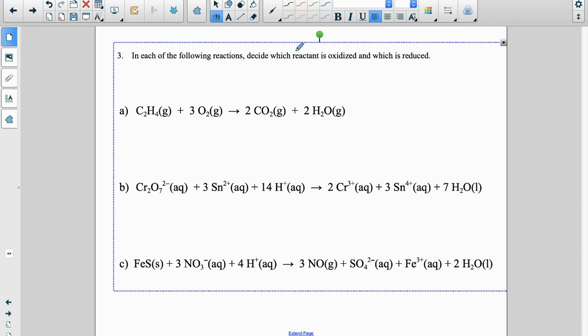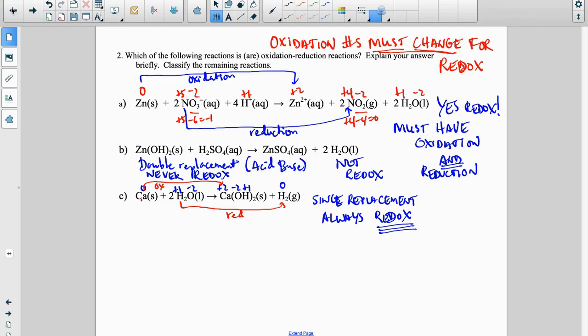So in number 3, we're going to decide which reactant is oxidized and which is reduced. So let's see, how do we do this? How can we decide whether something is oxidized or reduced? We must assign oxidation numbers first. Okay, in order to see whether something is oxidized or reduced, we need to see whether the oxidation numbers change.